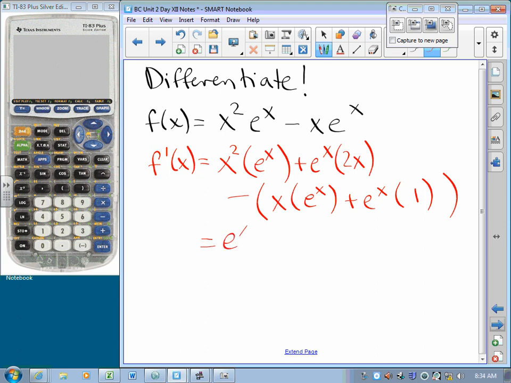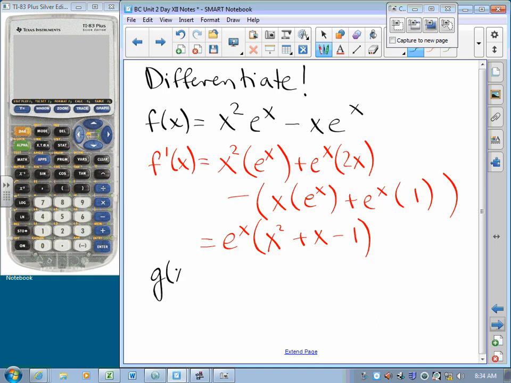And so what ends up happening is we get e to the x. That factors out. I've got an x squared. I've got a plus 2x minus a 1x. That's plus an x. And I've got a 1 e to the x at the end, but that negative sign gets distributed. And that's negative 1.